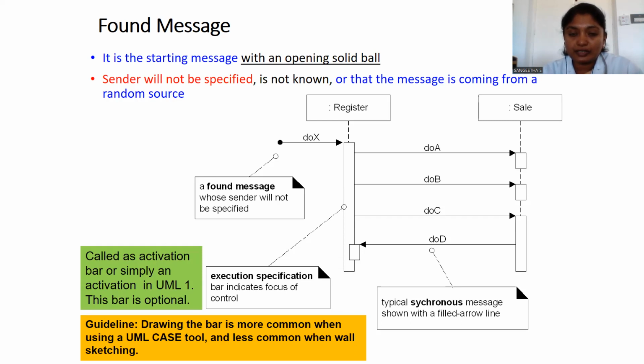So first, register is sending doA message to sale. Here the receiver is sale, the sender is register. The second message is also sent by the register to sale. And then the third message doC is sent by register to sale. Now only the sale object is responding to register using the doD message. So this is one example of how to represent the messages in a sequence diagram.